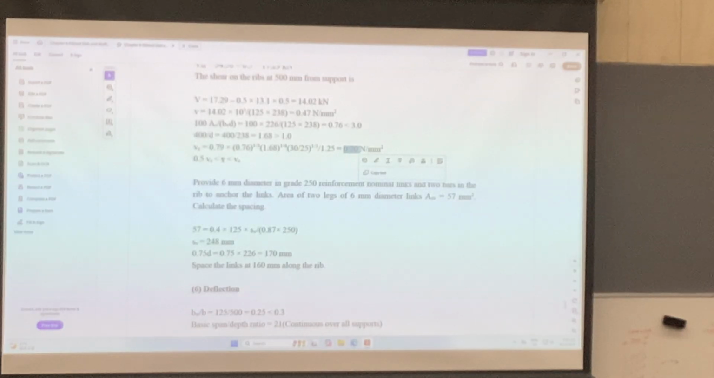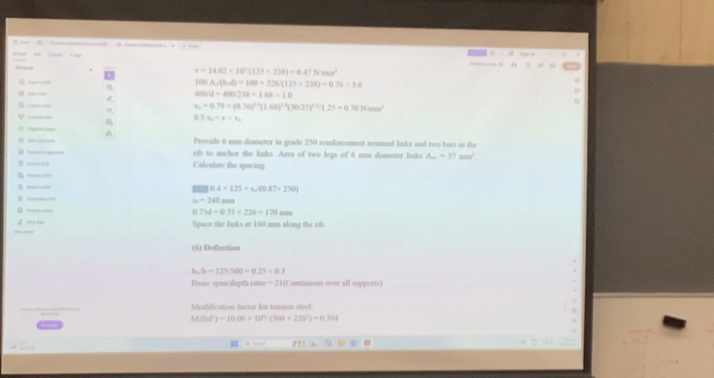So for this one, it is between 0.5 vc and vc. So we will add links, and the links are nominal links. In this example, they will add 6 mm diameter bars here, and the reinforcement is grade 250, which means 250 Newton per mm squared.